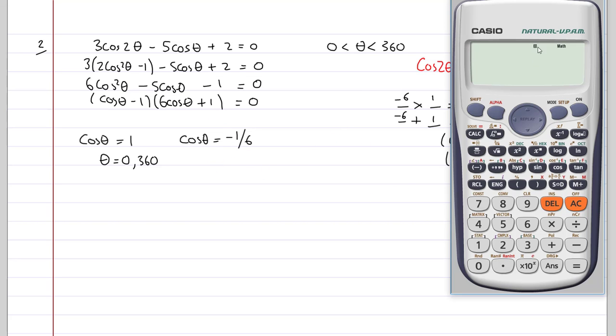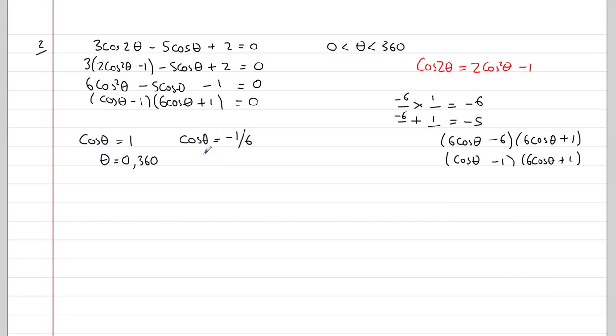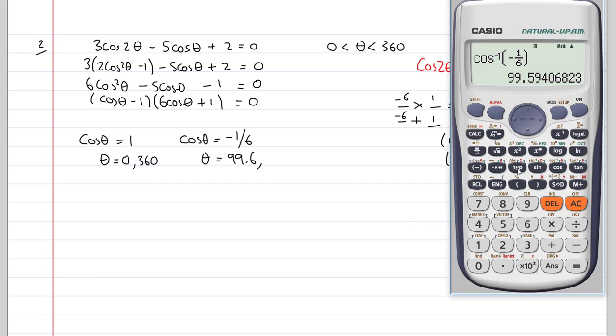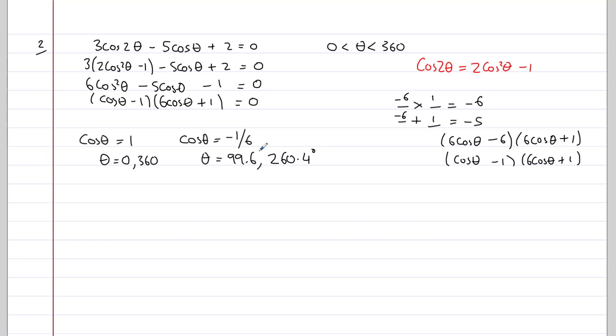First of all, make sure your calculator is in degrees, which it is, and we need to do inverse cos of negative 1/6. And that gives me 99.6 if I round to 3 significant figures. And to get a second solution, I need to do 360 minus my answer. Make sure you use the exact value up here, and that gives me 260.4. So my final answer for theta is that it will be the two solutions that are within the region here, 99.6 degrees and 260.4 degrees.